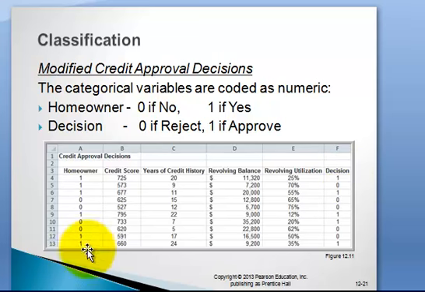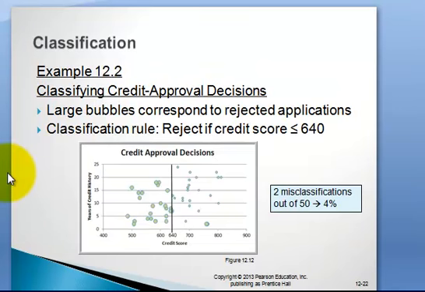So notice here we've changed the data. And now we could do some very simplistic classification. We could do some bubble charts, and I'll show you how to do those in Excel. The large bubbles correspond to rejected, and the smaller bubbles correspond to approved.